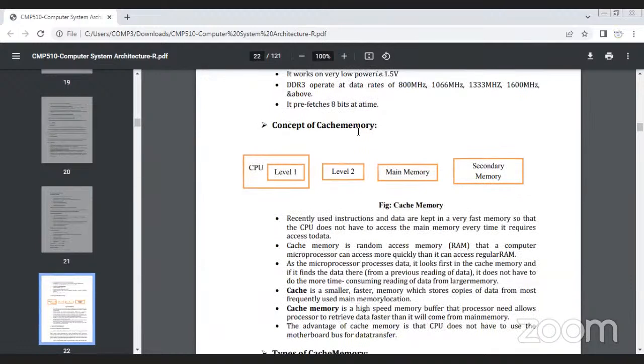Now the next part is the concept of cache memory. What is the cache memory? In this diagram, here is a CPU, level 1, level 2. Here is a main memory and secondary memory. Okay. So recently used instructions and data are kept in a very fast memory so that the CPU does not have to access the main memory every time it requires access to the data. Okay.